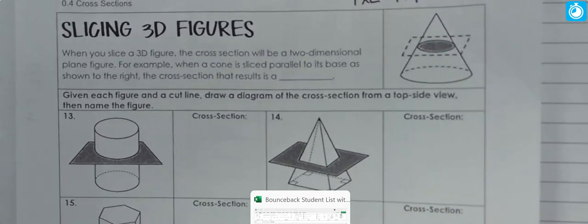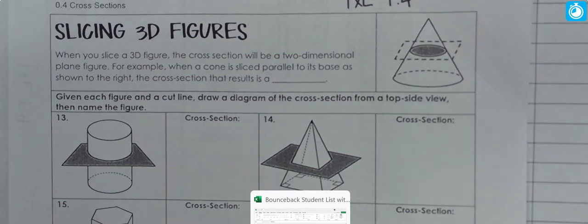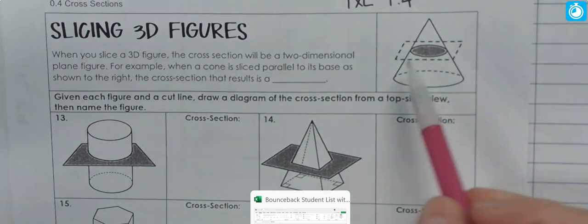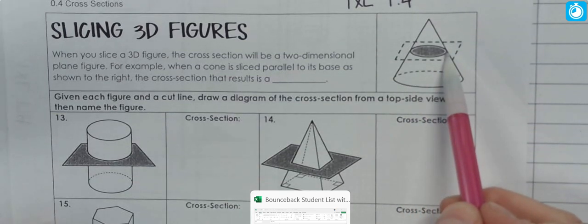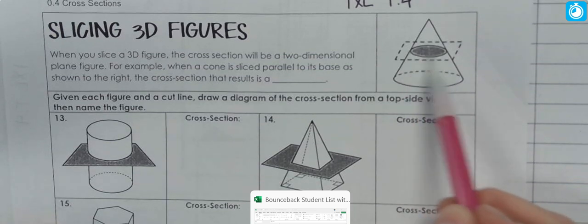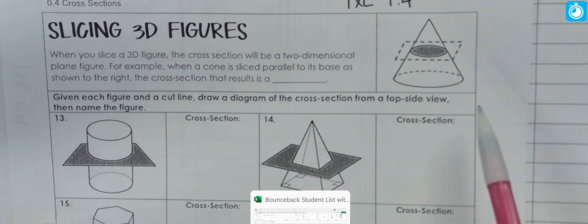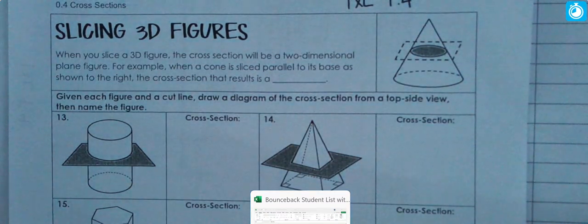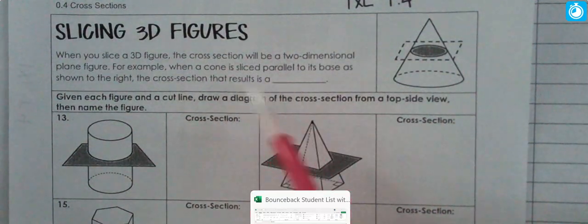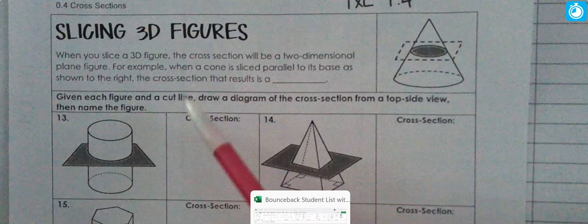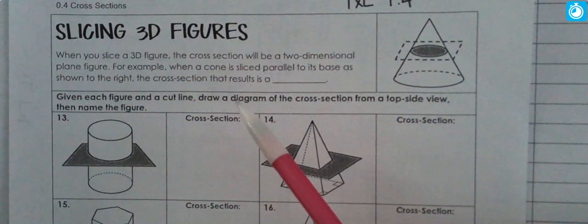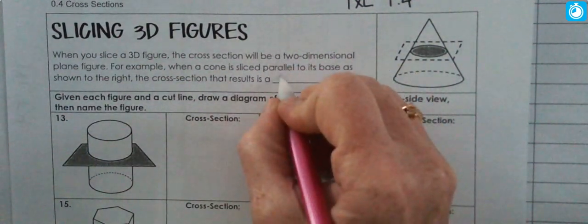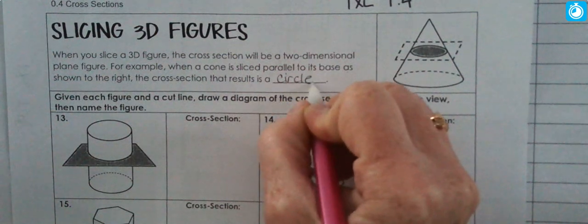When we are looking at slicing 3D figures, it's as if you were to cut across the three-dimensional figure and identify what two-dimensional shape would be cut out there. So when we are slicing this cone and it's sliced parallel to its base, the cross section that is a result will actually just be a circle. So that's the two-dimensional shape that you see there.